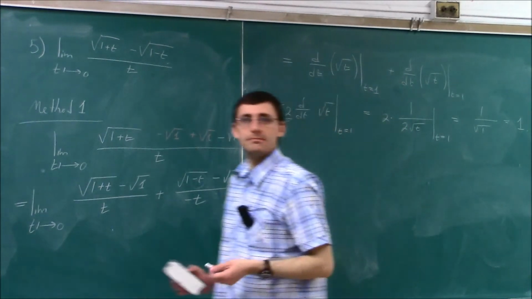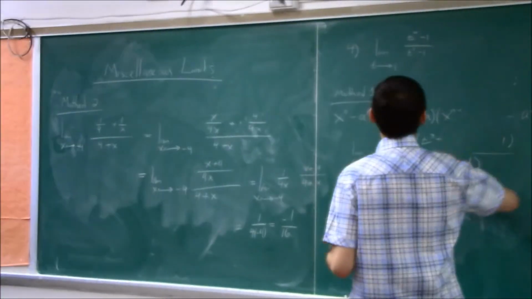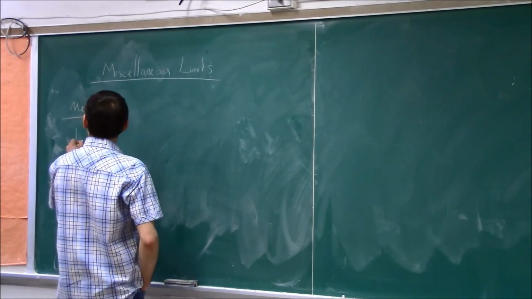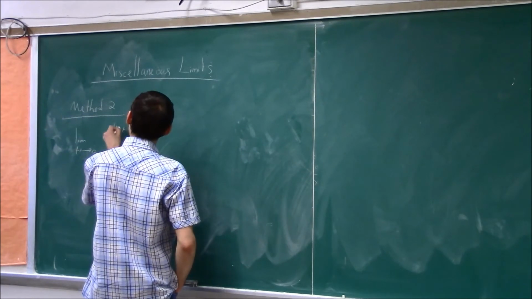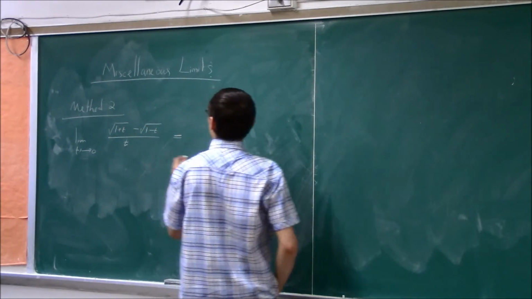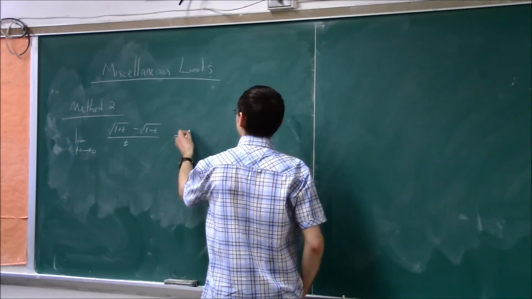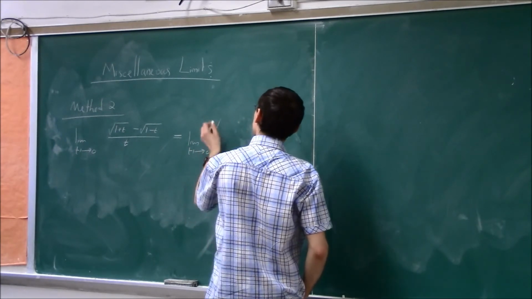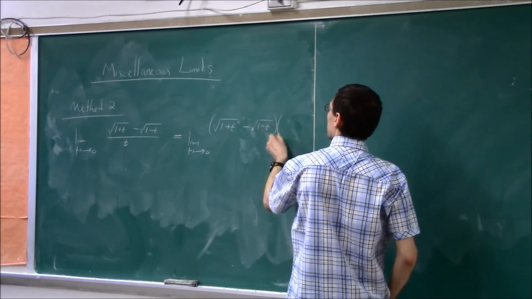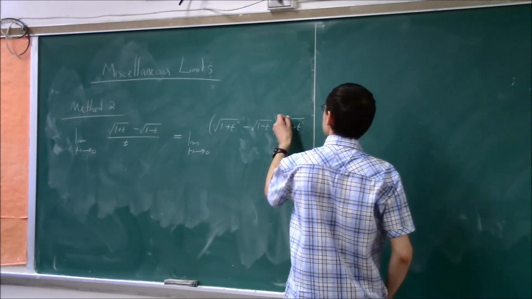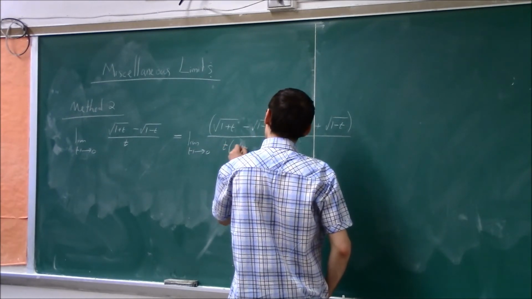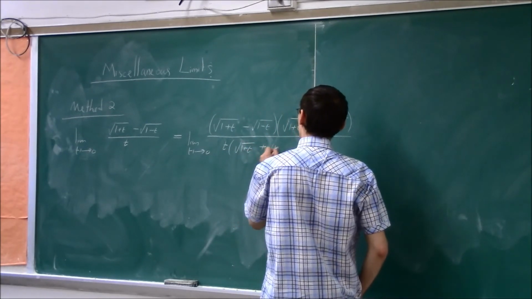If you don't follow method 1, you can try the standard approach by just algebra. So again, limit where t goes to 0, root of 1 plus t minus root of 1 minus t over t. What we can do is we can multiply by the conjugate. So we have root 1 plus t minus root 1 minus t multiplied by root of 1 plus t plus root 1 minus t, divided by t times root 1 plus t plus root 1 minus t.